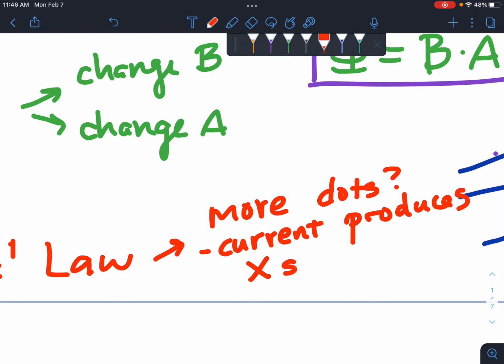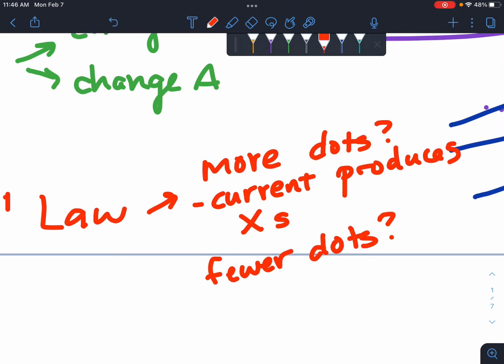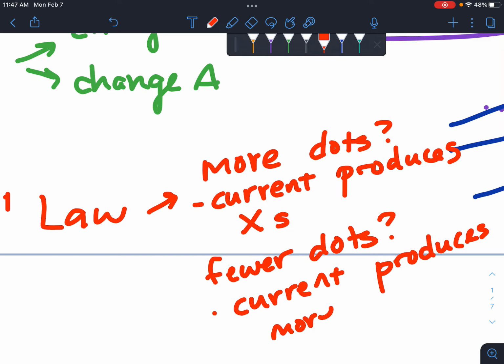Okay? So if you are getting more dots in your area, like if there's more magnetic field lines coming out of the area in the positive direction towards you, out of the screen, then your current, whatever direction that is, is going to produce X's to oppose the more dots. So every dot you add, you're going to have an X to counter it. You're opposing the change. If you have fewer dots, then it's going to produce dots, right? And then the same thing for X's. So with fewer magnetic field lines coming out of the screen towards you, the current will be in the direction that produces more dots.